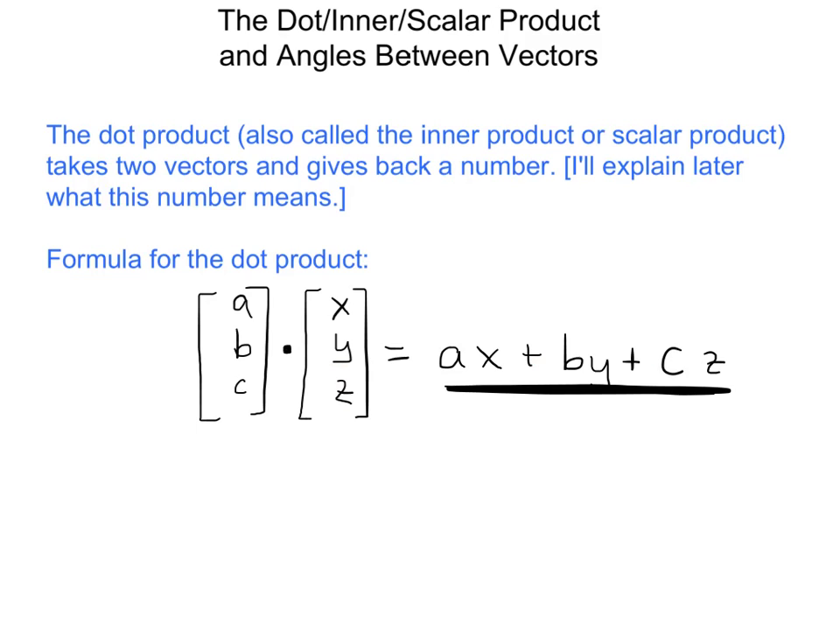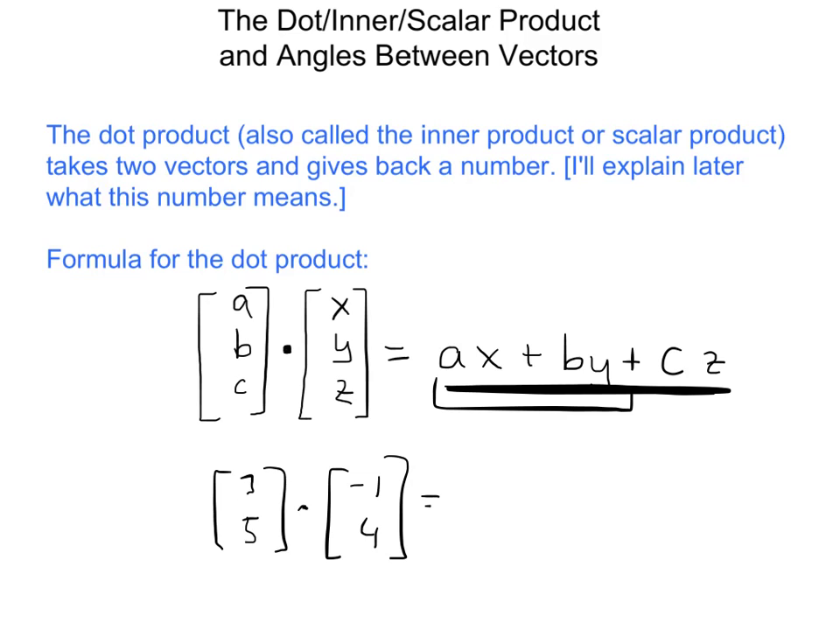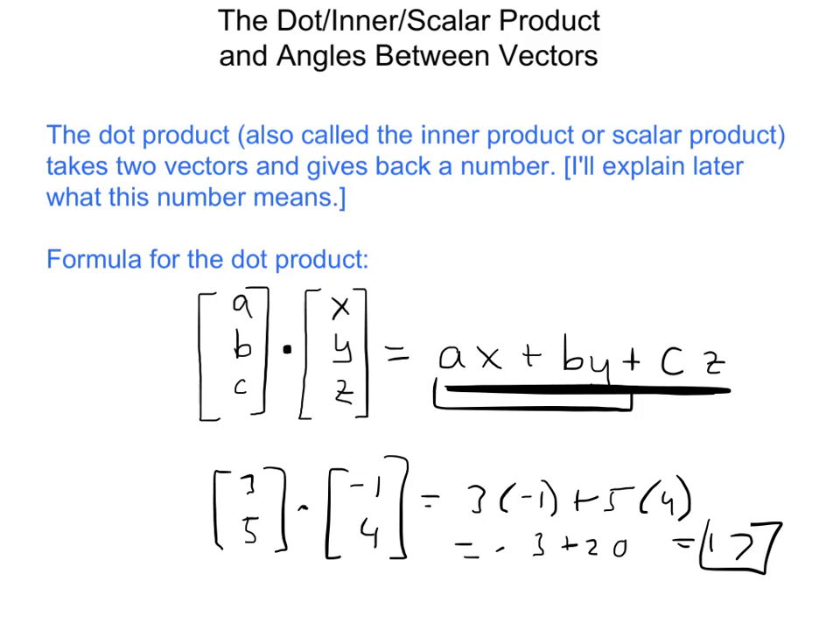Oh, by the way, if you only have two-dimensional ones, so let's say you have (3, 5) dot (-1, 4), great, you just do the first two parts of this. So this would be 3 times -1 plus 5 times 4. So that's -3 plus 20. Great, the dot product is 17.